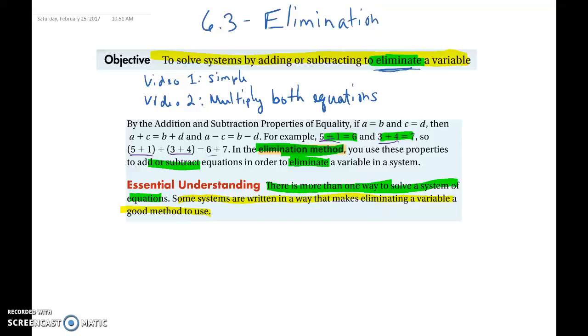All right, so in the last section, we talked about substitution. And in substitution, our goal was to say that x was equal to some expression, and y is equal to something. That was our goal, so that once we had what x or y was equal to, we could then substitute it into the other equation.